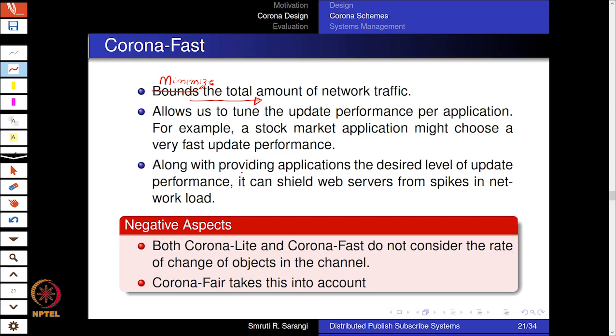Along with providing the application the desired level of update performance, it tries to shield web servers from spikes in load by reducing the bandwidth. So of course, the negative aspect for both of these protocols is that both Corona Lite as well as Corona Fast do not consider the rate of change of objects in a channel, in the sense that the update time only makes sense in the context of the rate of change of the object. If the object is not changing, there is no point in actually polling the channel. So Corona Fair takes this into account.